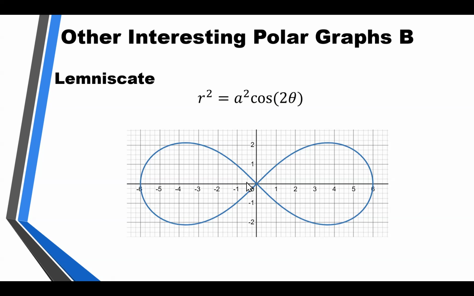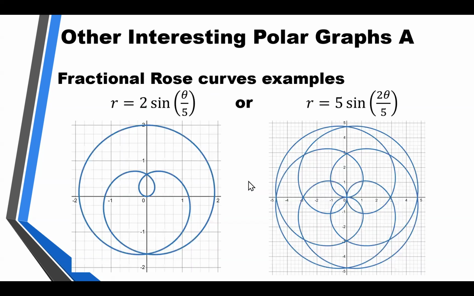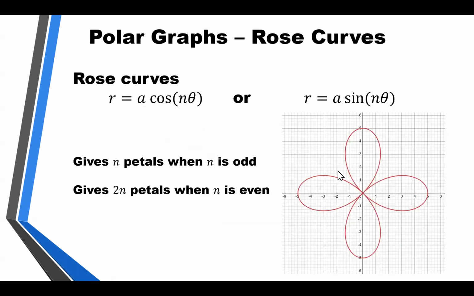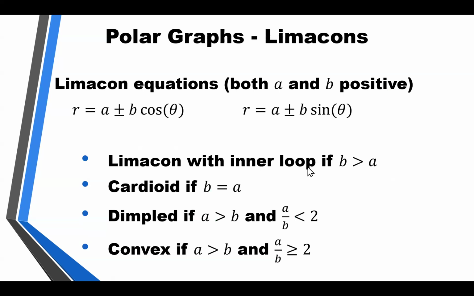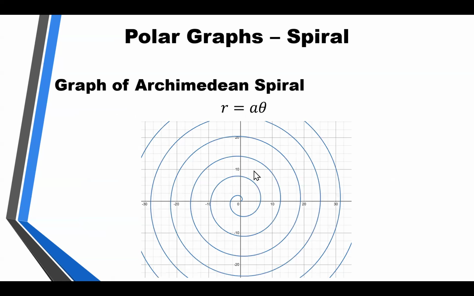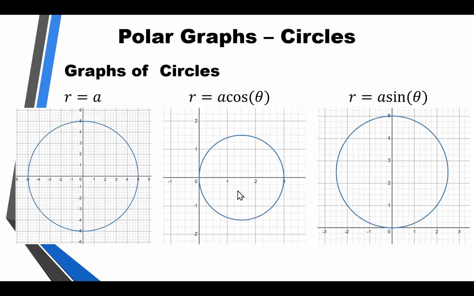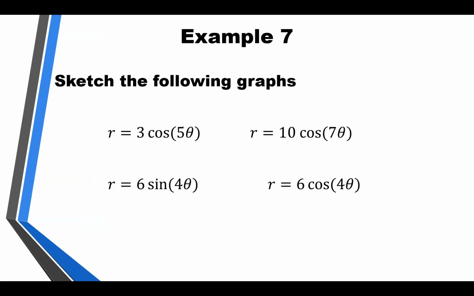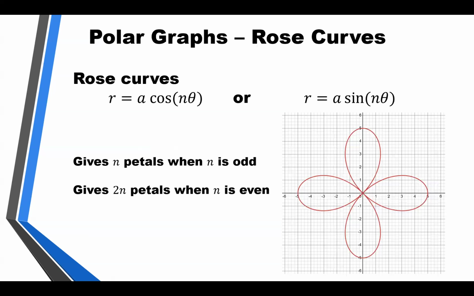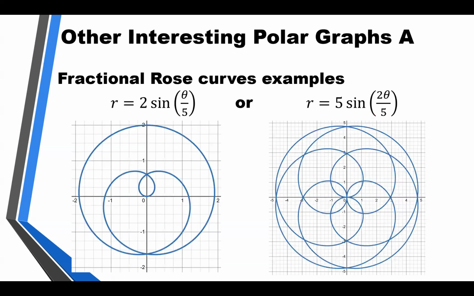So there it is. Again, a lot of interesting graphs. This lemniscate, these fractional rose curves, the standard rose curve where we have whole numbers times our theta. Then our limacons. Again, different types of those. Limacon with an inner loop, the cardioid, the dimpled, the convex. And then we obviously have the Archimedean spiral and then various circles. These are just some of the polar graphs that would be kind of hard to deal with in rectangular coordinate systems. But with polar coordinate systems, they are pretty straightforward.